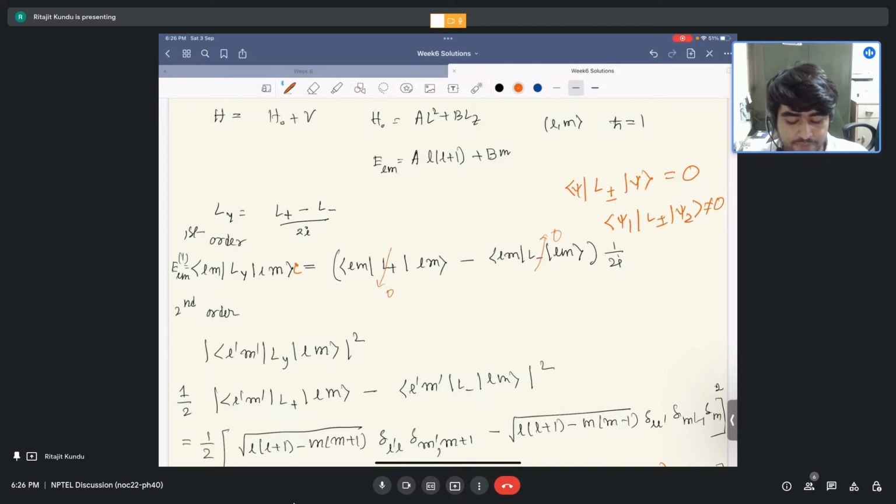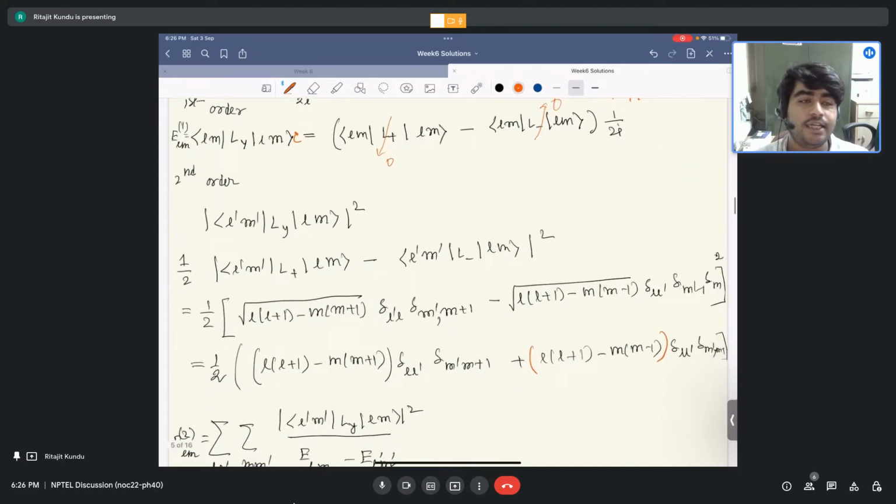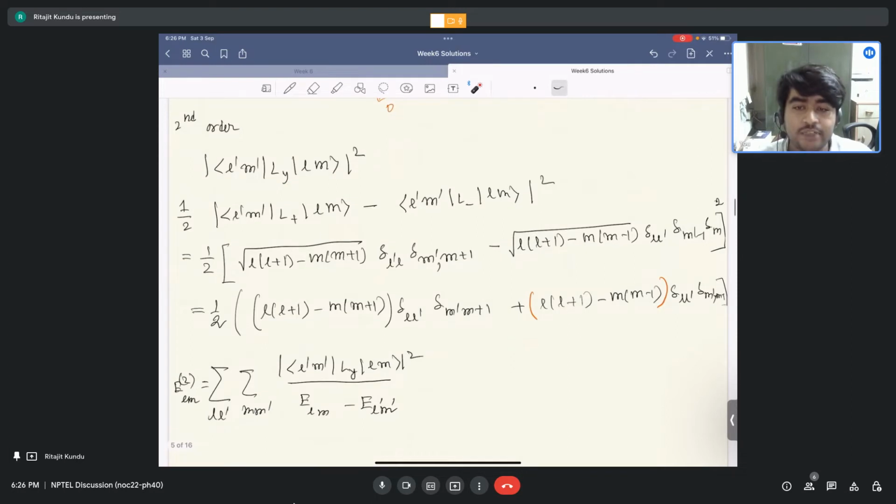So in second order we are only interested in the off diagonal elements, right? We are calculating these off diagonal elements here, and this is a bit of algebra. When you do this algebra, you will see that you arrive here. All right.